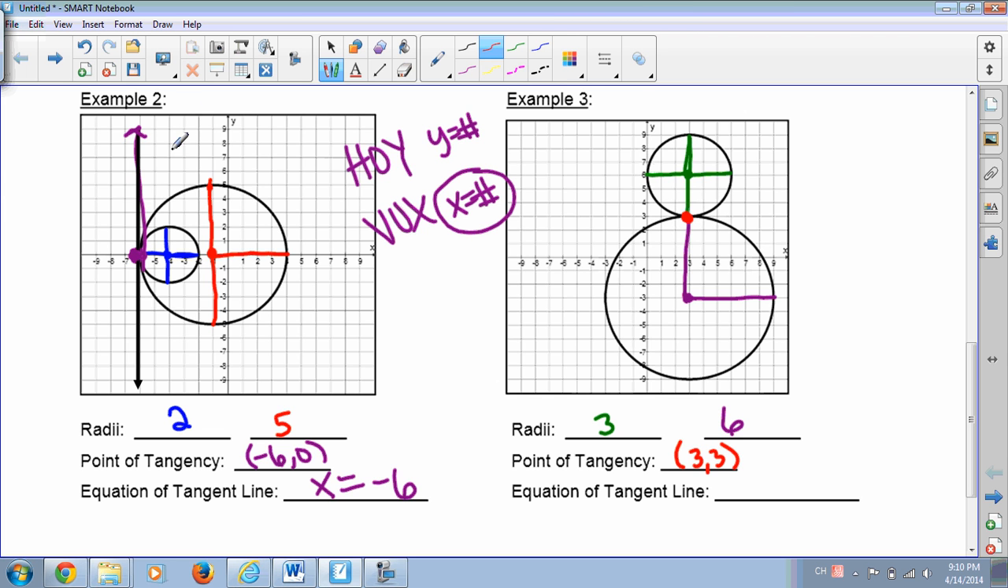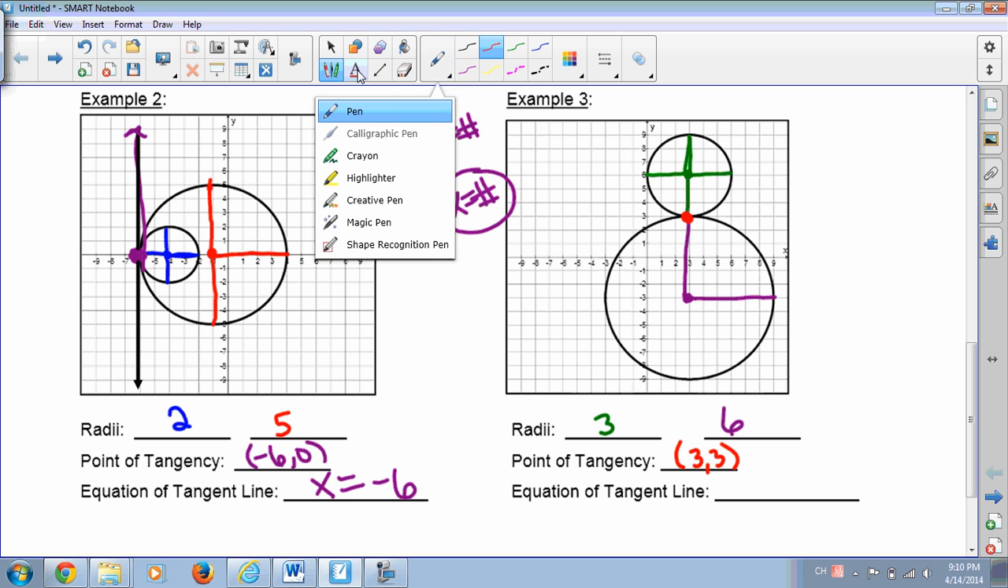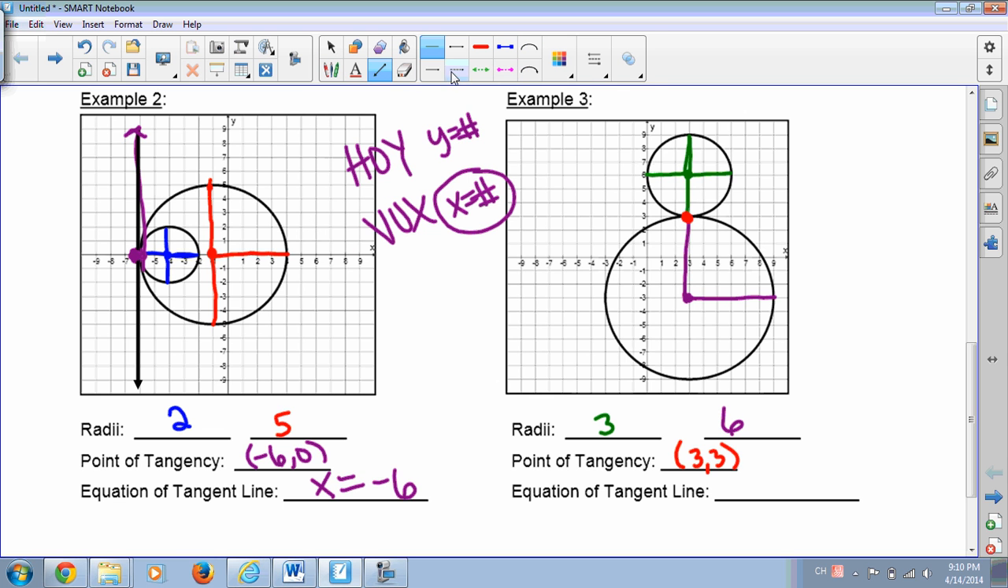And unlike example 2 where we had a vertical line, because this line only touched both of these circles in one place, if we did a vertical line again, like this, if we drew another vertical line that went through the tangent point, it would touch in more than one place on this circle. You can't have that. So in order to draw a tangent line here, we would have to draw a horizontal line, because it'll only touch at that one point and not anywhere else on either one of our circles.